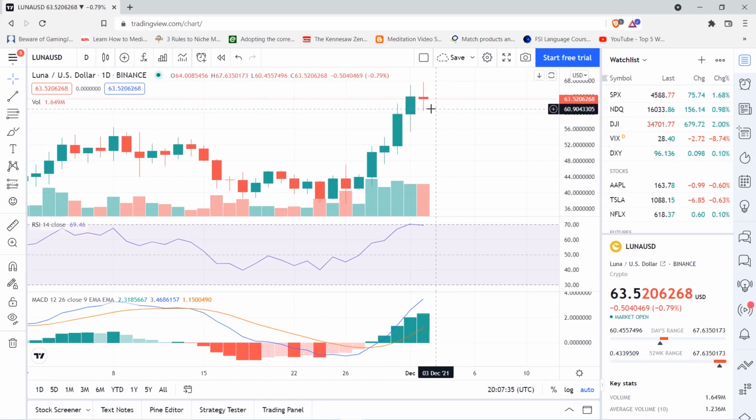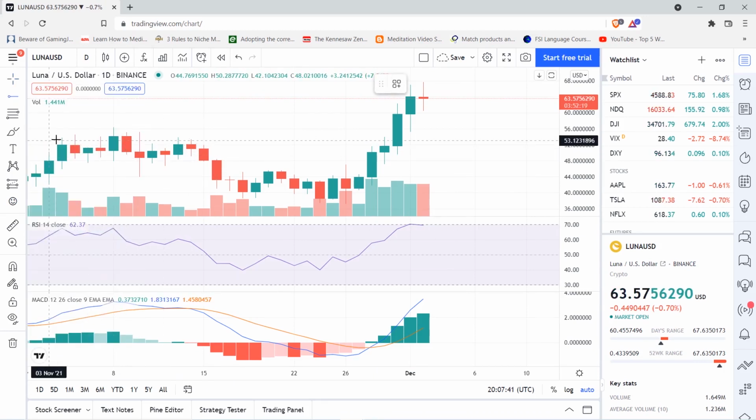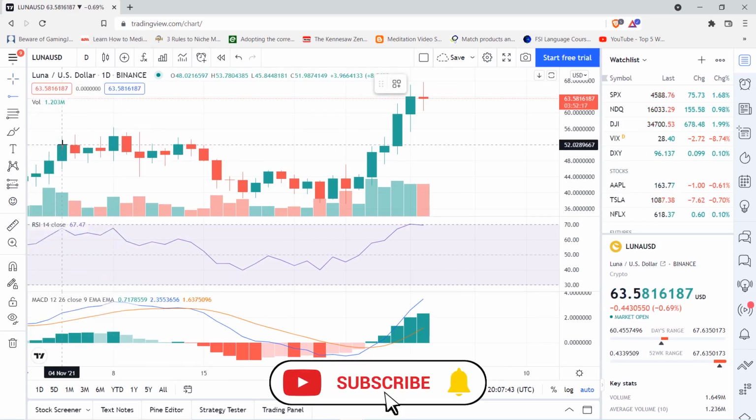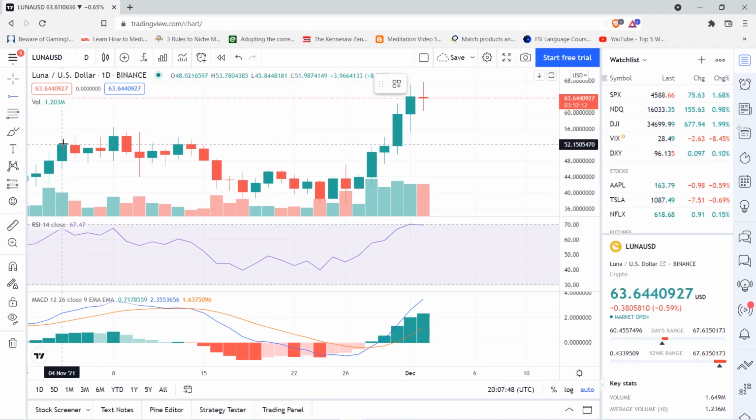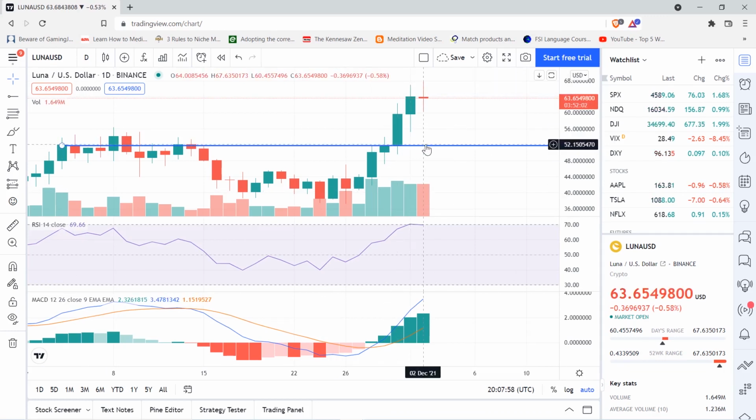So when you do that, you want to draw a line to see. Horizontal ray is what I always use, and you want this line to touch as many points as possible. So here it only touches 2 points, either 1, 2, 3, 4 points, 5 points if we go a little lower. So this is going to be a good line. So if I was going to buy it on the more recent basis, I would probably set it around 52.